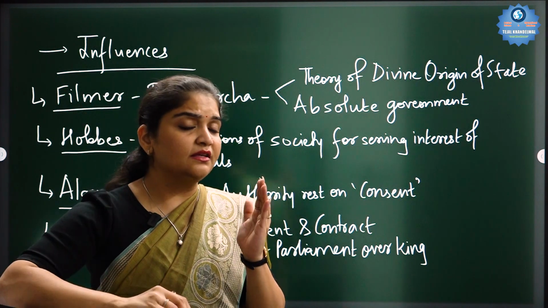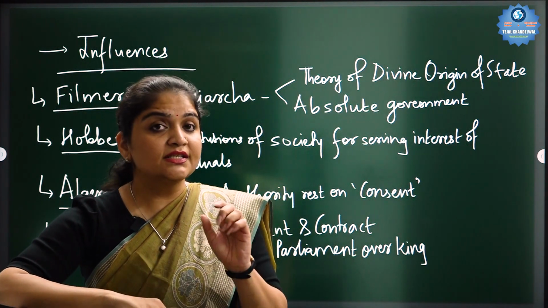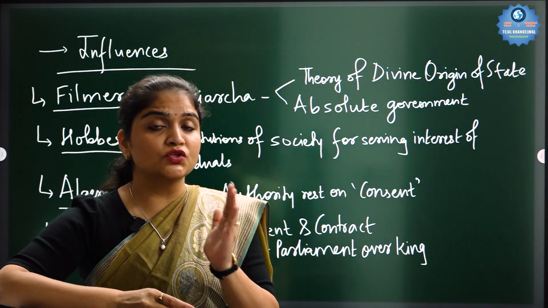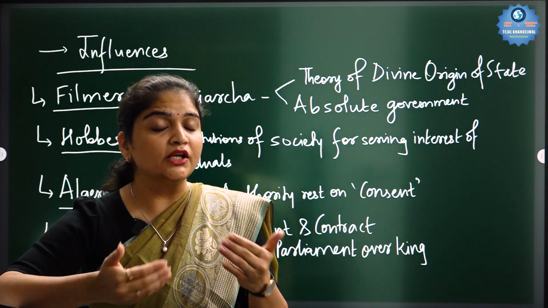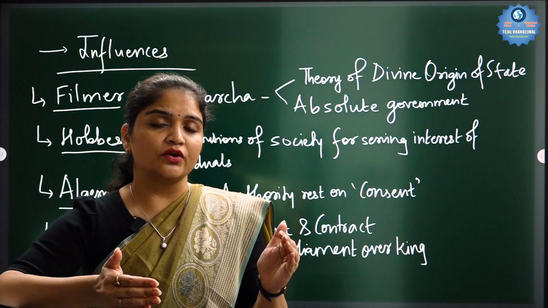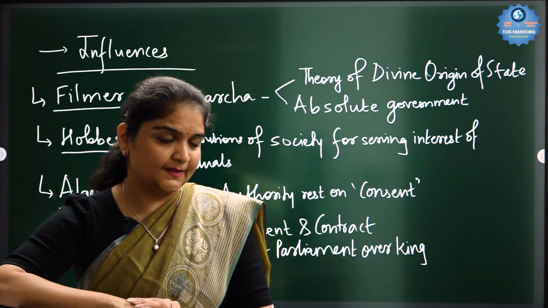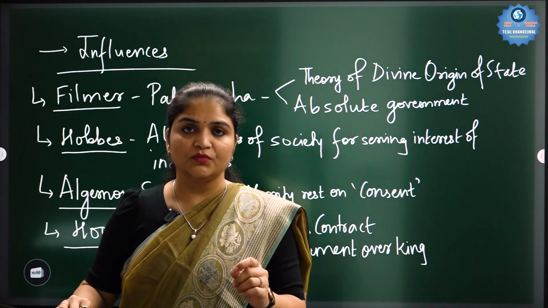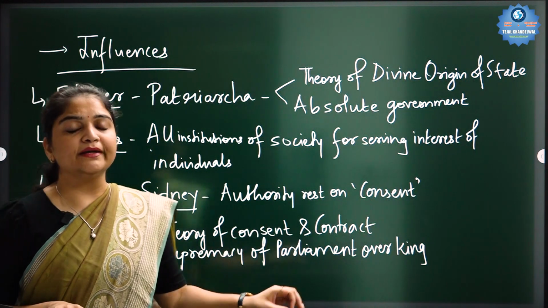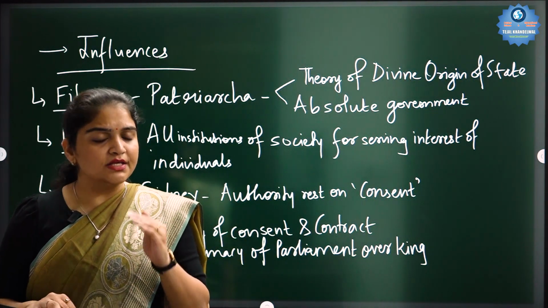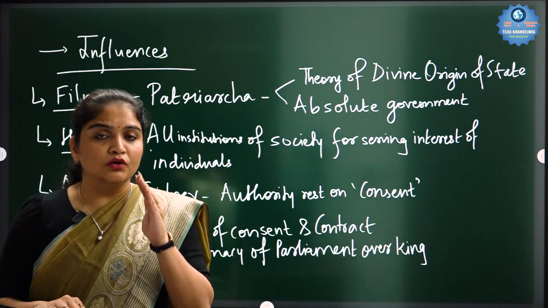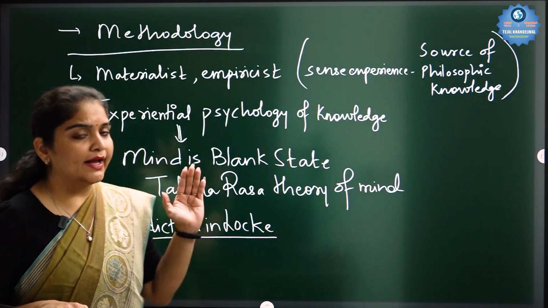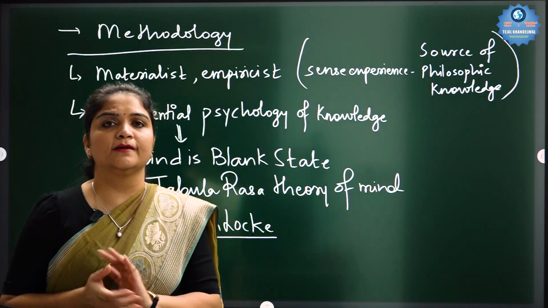On the other hand, we see that in Hobbes' idea, the state becomes sovereign. But the state being the sovereign is not the context in Locke's social contract and its implications. Hooker talks about the theory of consent and contract, and he gives supremacy of parliament over the king. This also influences Locke to a very large extent. Now, let's look at the methodology of Locke.